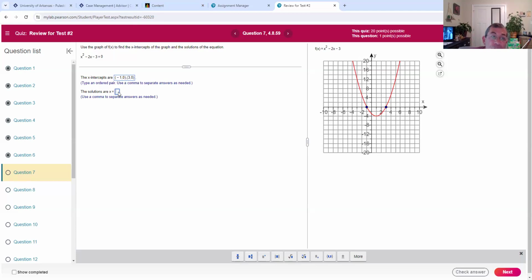Now, when it asks for the solutions, well, the solutions are equal to the x value of the x-intercepts. So this is where y'all can come in and say -1, comma 3. Okay? So the solutions we can do, but y'all, those x-intercepts, you got to write them with the zeros as a point, okay? All right, y'all. So that was number 7. So let me ask, are there any questions at the moment?